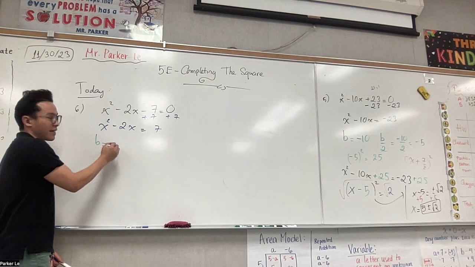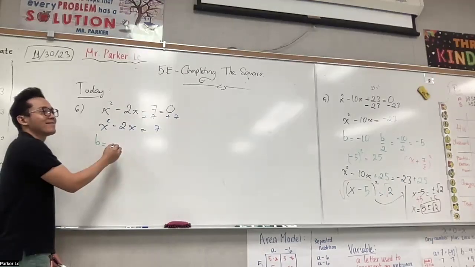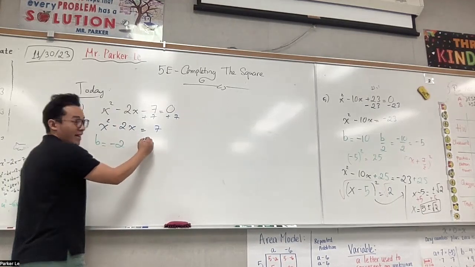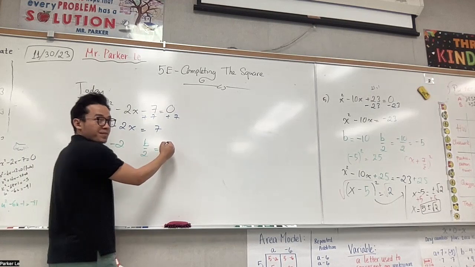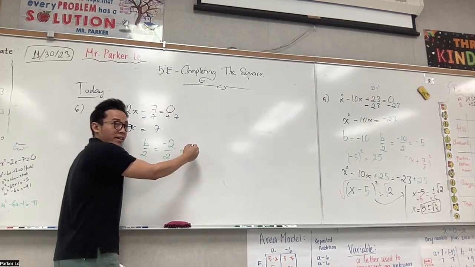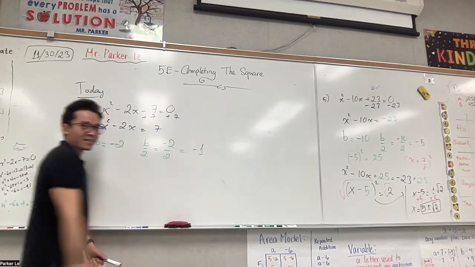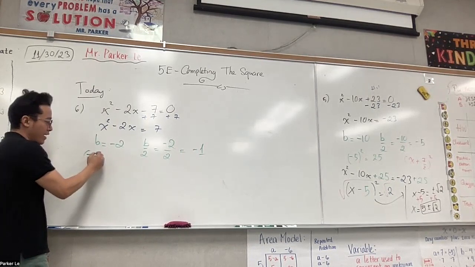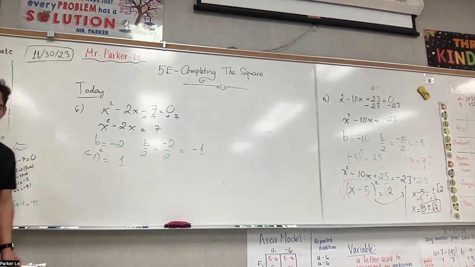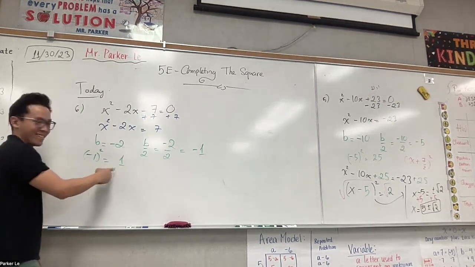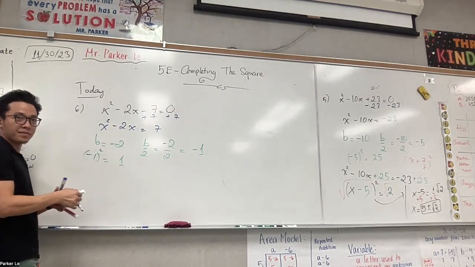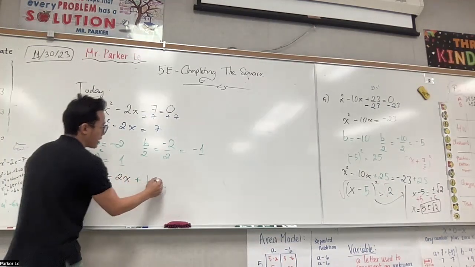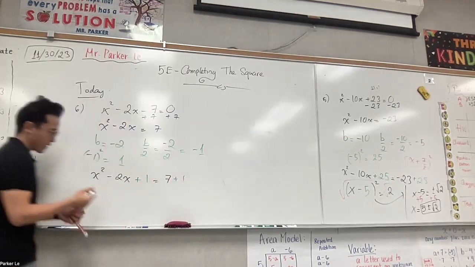How about b? What is b? Okay, I get -2. And then how about b over 2? Did you calculate it? Okay, good, -1. What next? Squared, right? -1 squared. What do you want to do with the 1? Add to both sides. So you're going to have x squared -2x plus 1, then 7 plus 1.